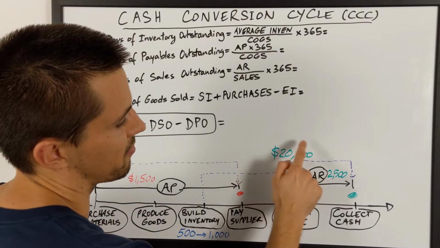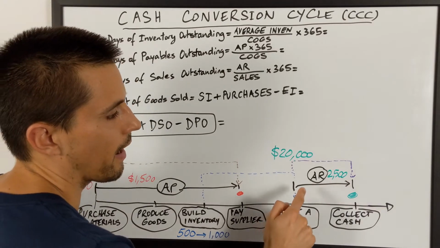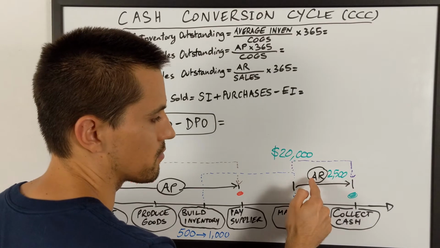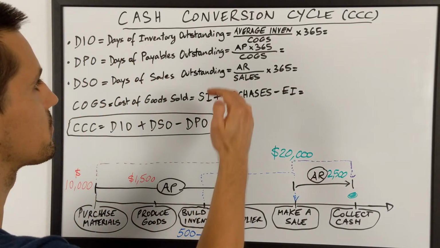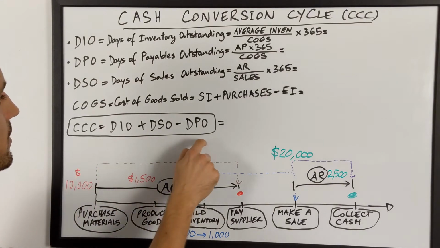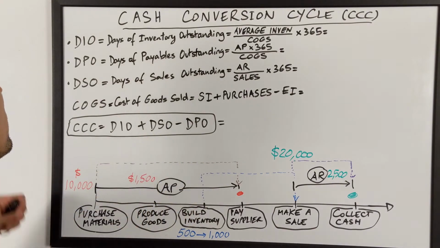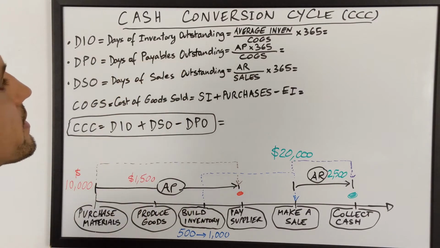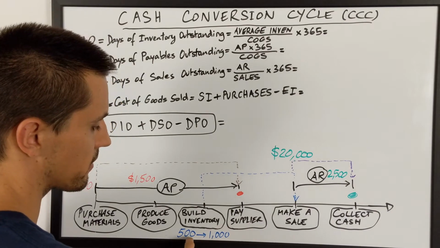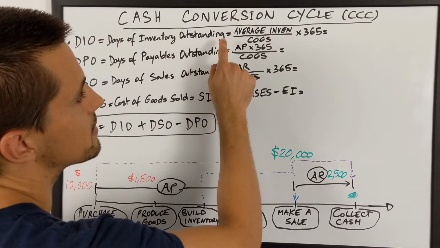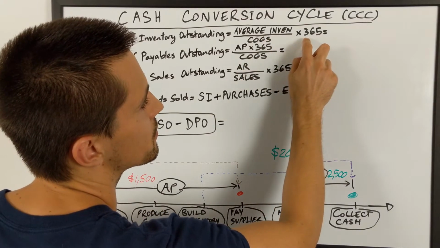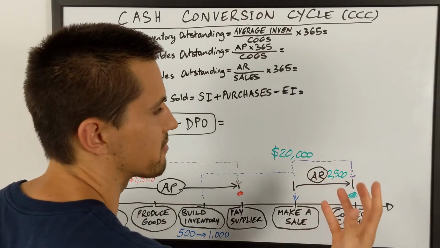I made a sale of $20,000, and my clients still owe me $2,500, which are my accounts receivables. So now let's look at the formulas and how we're gonna get to this one, which is the cash conversion cycle formula. So first of all, my days of inventory outstanding, that's average inventory. So we're gonna calculate the average inventory here. That's gonna be 750, divided by the cost of goods sold, times 365 days, which are the number of days in 1 year.